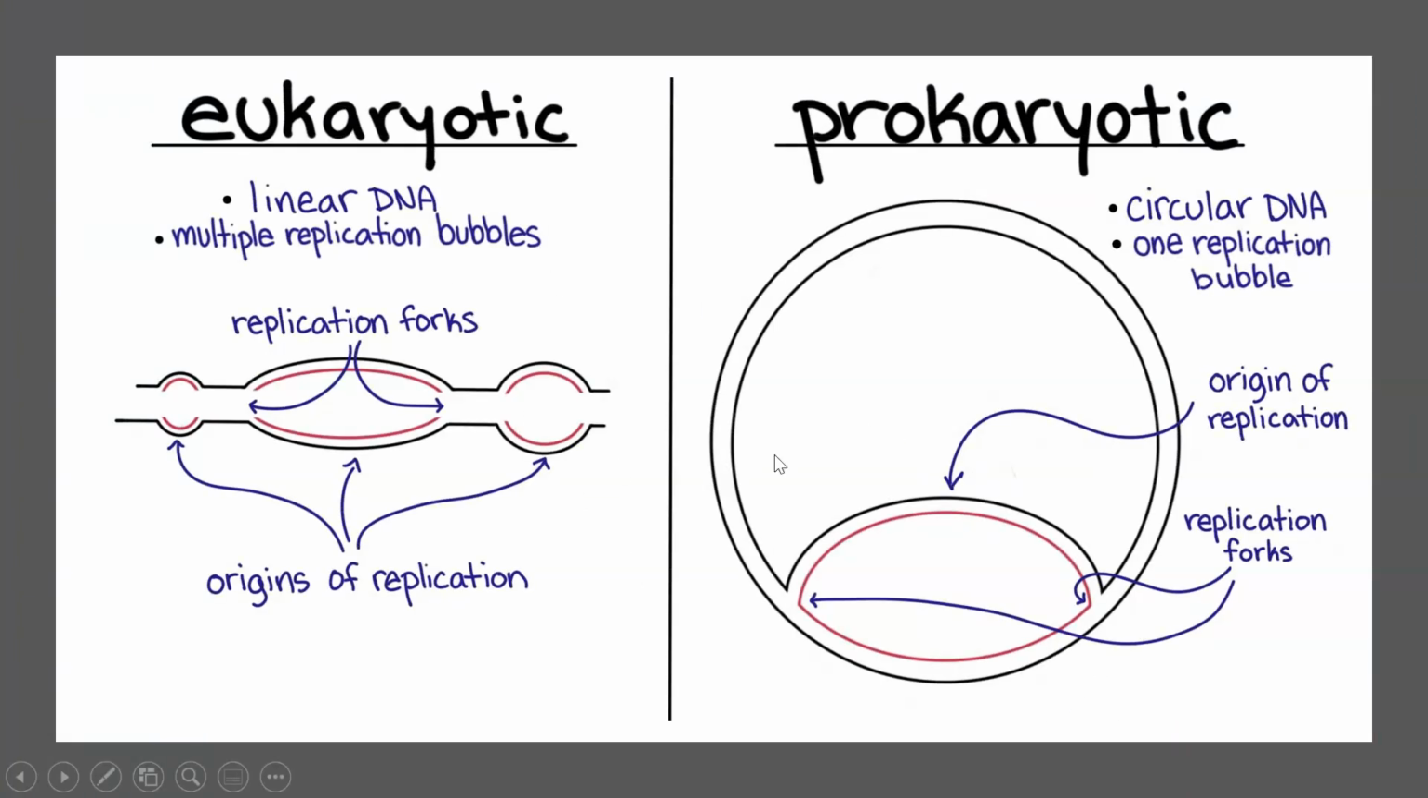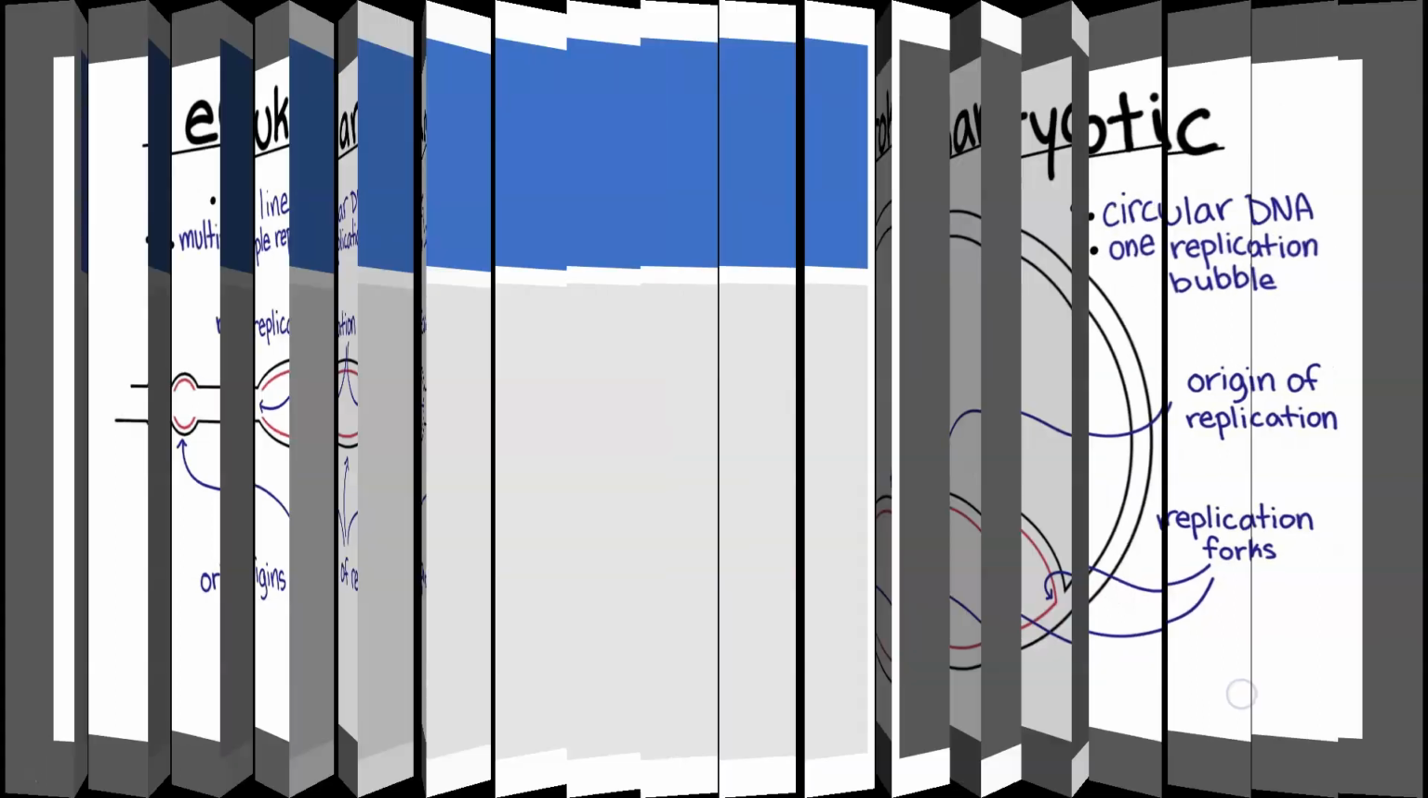Now all this is showing you is that replication is very similar for eukaryotic and prokaryotic. However, the difference is that for prokaryotic, it's circular DNA, whereas eukaryotic is linear.